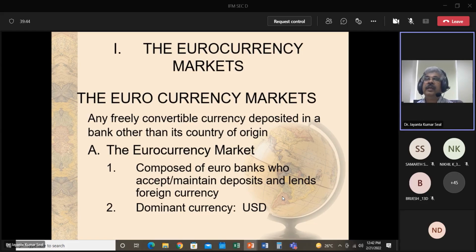So suppose an Indian company is borrowing from Citibank London. Though Citibank is a US company, Citibank London is a different subsidiary. So money is borrowed from Citibank London, money is raised outside the US, but it is in US currency. It is called the euro currency market. It is composed of basically euro banks which accept and maintain deposits and lend foreign currency. So the dominant currency is the US dollar.